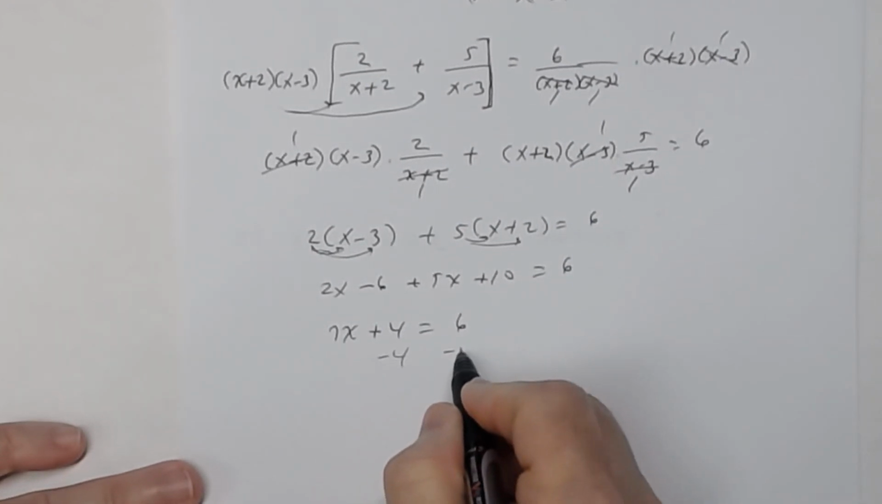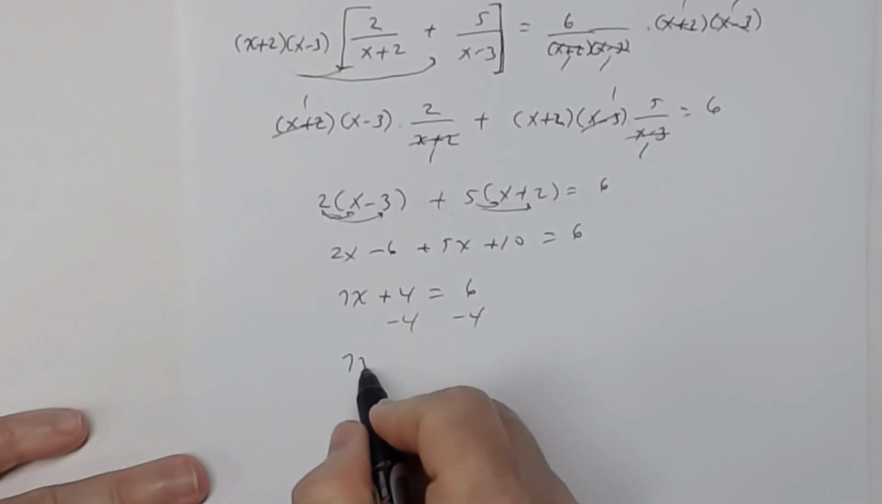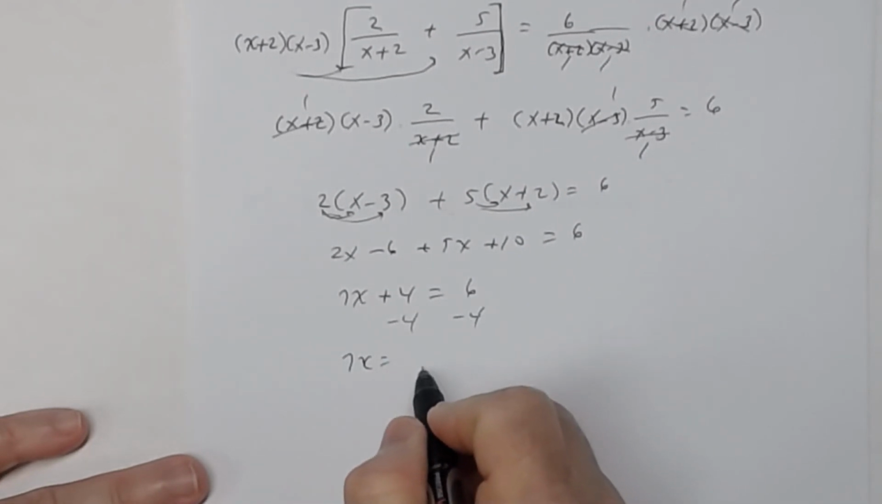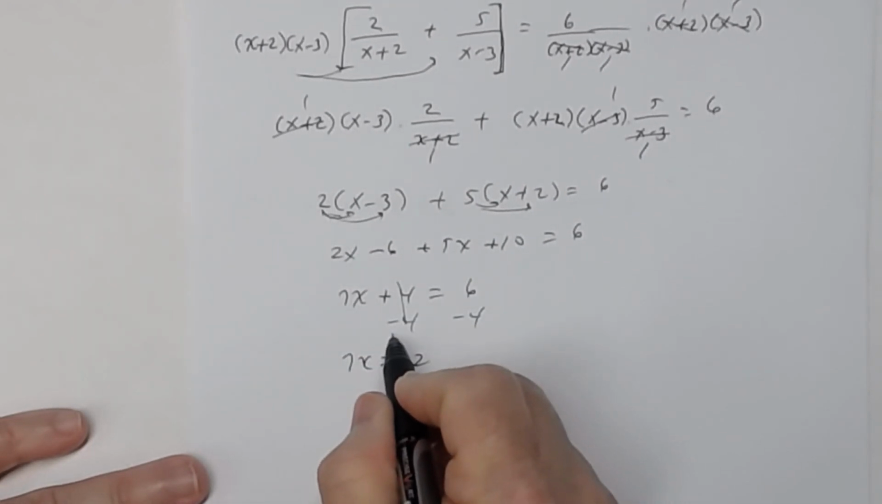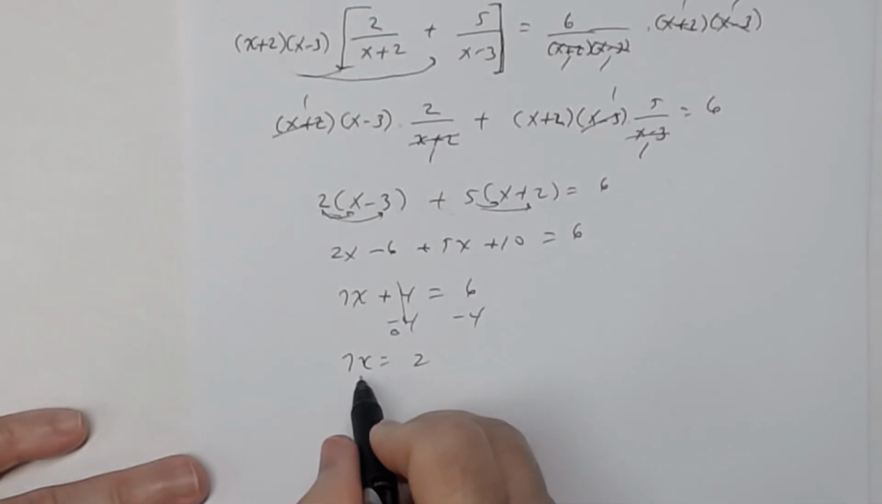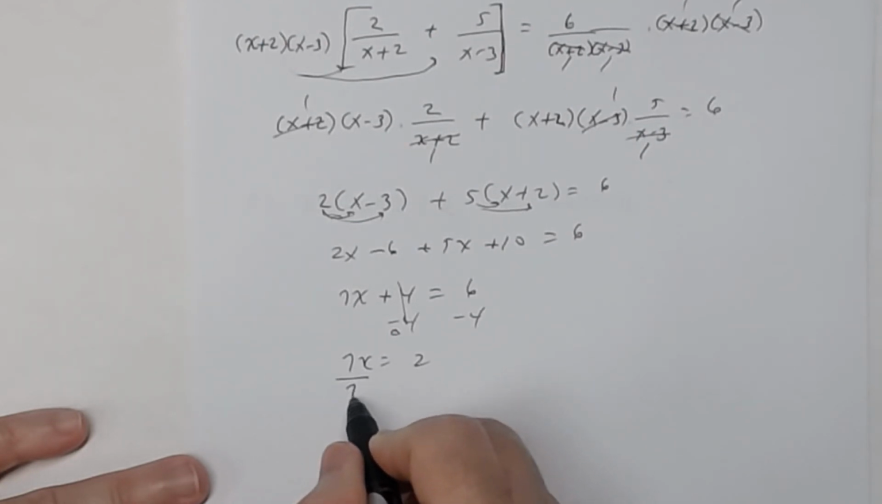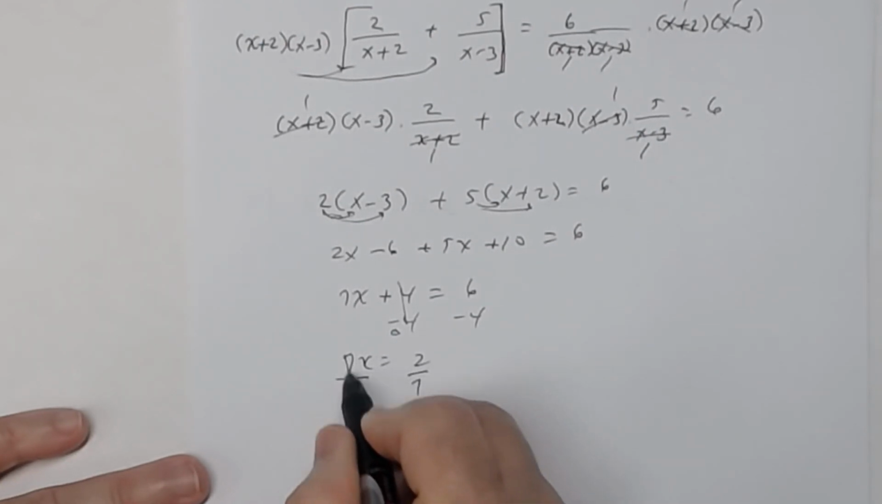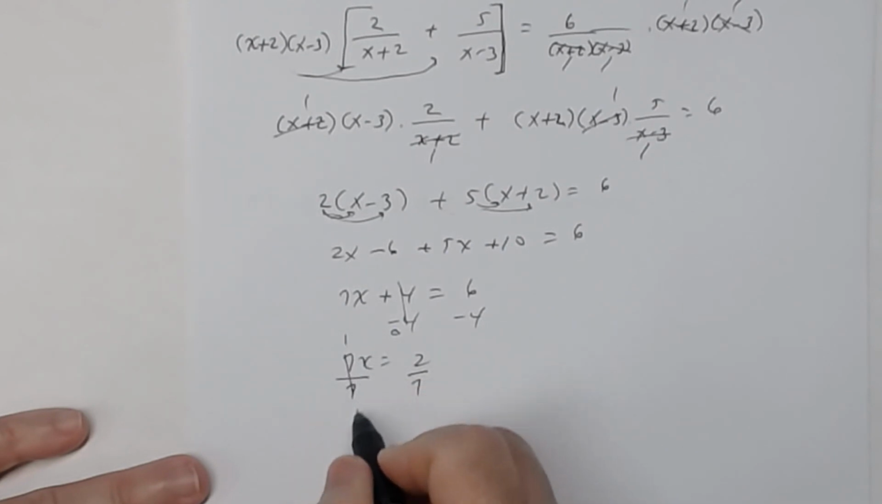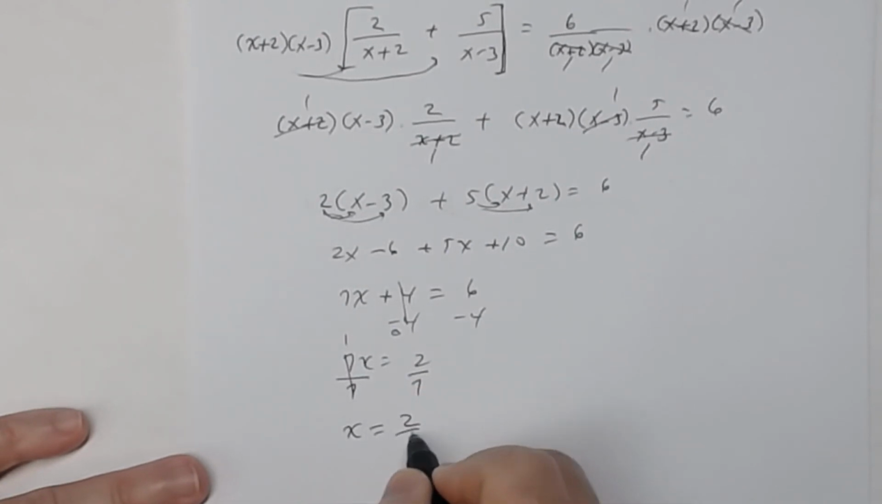Subtract 4 from both sides. I'm going to get 7x equals 6 minus 4, which is 2. Remember, negative 4 plus 4 is 0. And then remember, to get x by itself, we're now going to divide both sides by 7 because I'm multiplying x by 7. So we're going to divide both sides by the coefficient. 7 divided by 7 is 1. 1 times x is x. So x equals 2 sevenths.